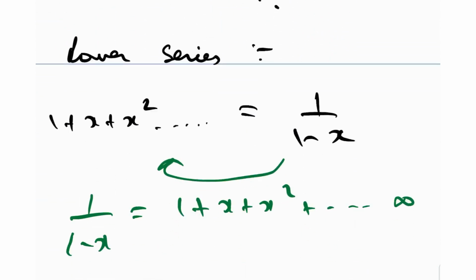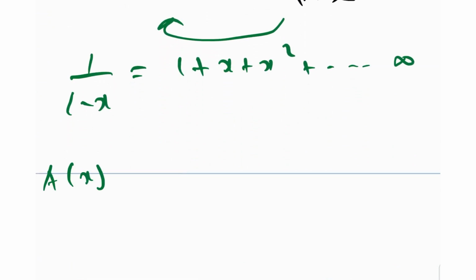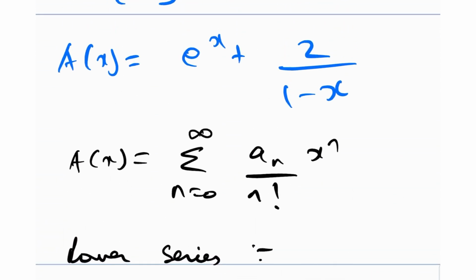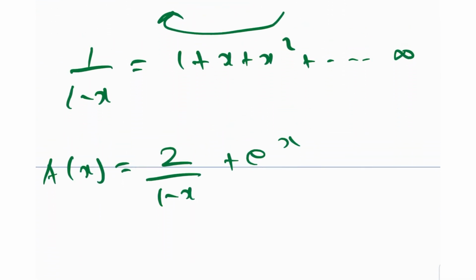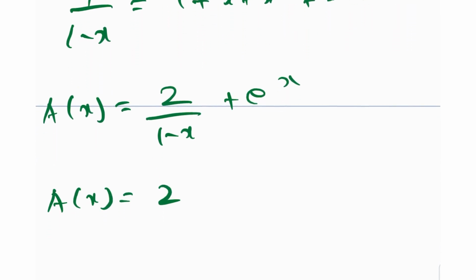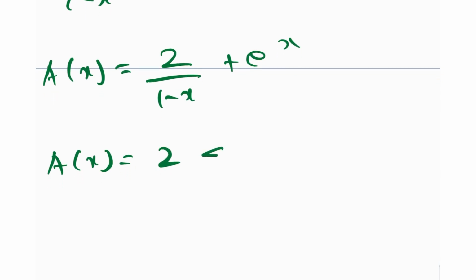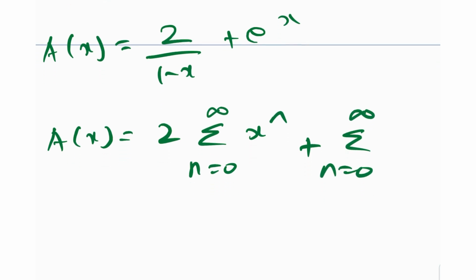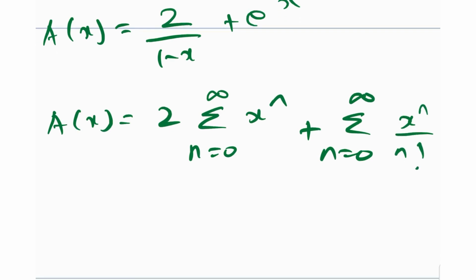So let me just write down my exponential generating function. A(x) was obviously 2 over 1 minus x plus e to the power x, right? Now I'm going to use this concept of power series to expand out this 1 minus x. So this just becomes 2 times the summation from n equals 0 to infinity of x to the power n, because that just becomes 1 plus x plus x squared plus x cubed all the way up to infinity. And again, e to the power x, I can just rewrite in the form of its Taylor series. So this just becomes x to the power n divided by n factorial.